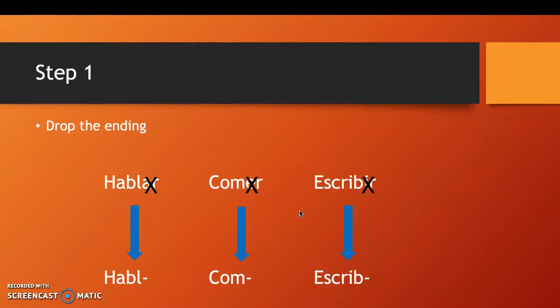So it's important that you guys remember them as the root. The root of the verb being the chunk of the verb just without the AR or the ER or the IR, depending on which verb it is.